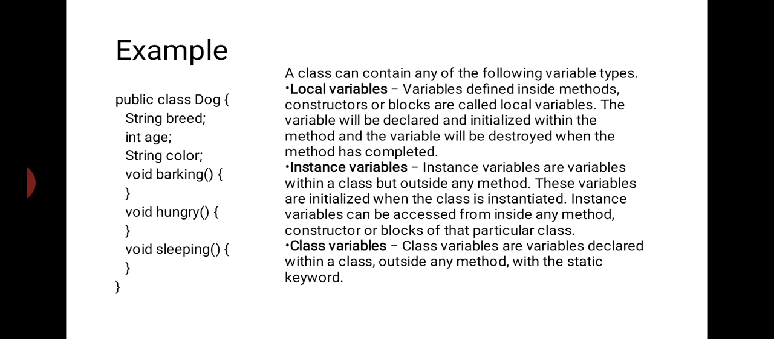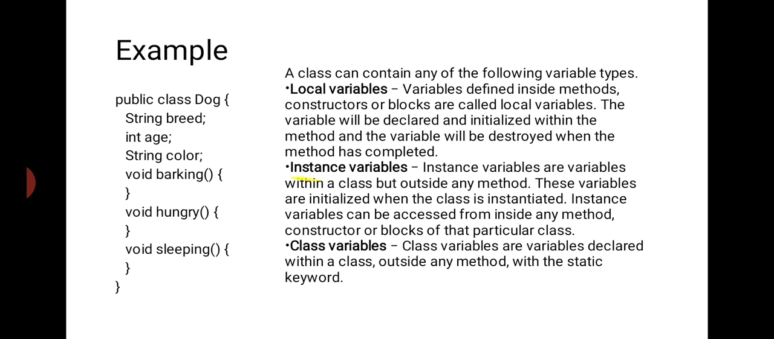Now there are three types of variable: local variable, instance variable, and class variable. We have already seen what an instance variable is. We will see what local variables are. Variables defined inside methods, constructors, or blocks are known as local variables. In the given example, if I am declaring a variable in my method barking, the scope of the variable will be within these braces only. Outside the function, the variable is destroyed. Such types of variables are known as local variables.